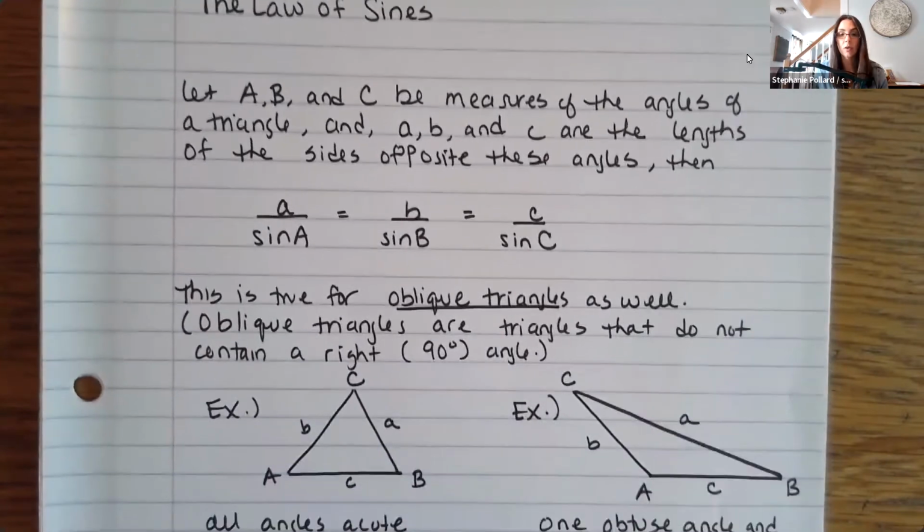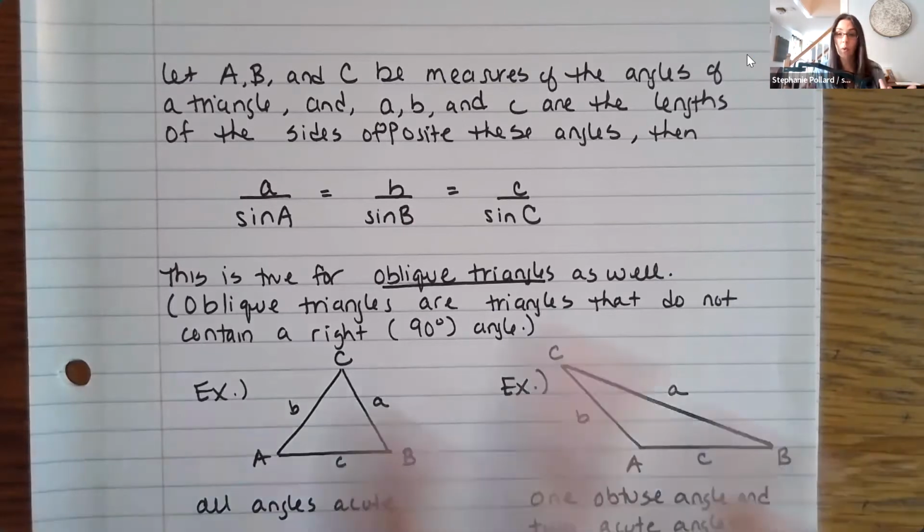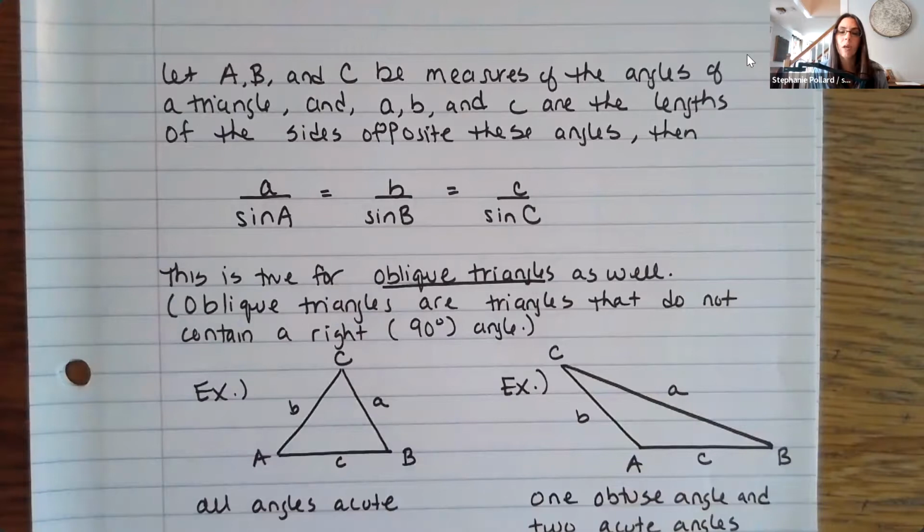And this is also true again for oblique triangles, and this is where it's most helpful. We have other techniques we can use for 90-degree triangles, although this would still work. But for oblique triangles where we don't have a 90-degree angle, this is really helpful.